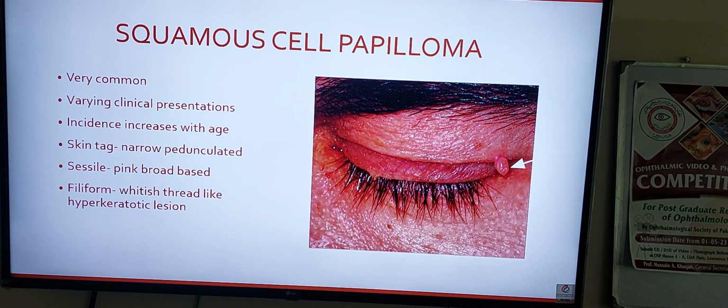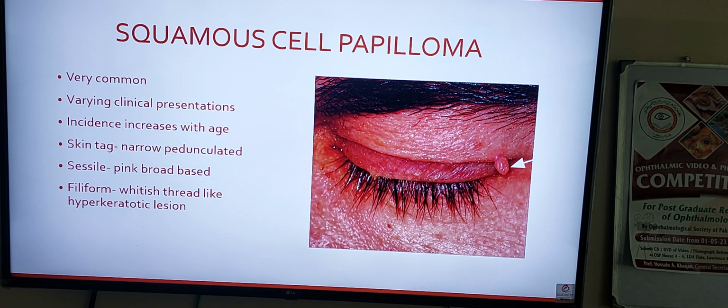Squamous cell papilloma is very common and it has varying clinical presentations. The incidence increases with the age of the patient. It can have the appearance of a skin tag, which is narrow and pedunculated, as shown in this picture, or it can be sessile, pink, with a broad base, or it can be filiform in shape, which has whitish thread-like hyperkeratotic lesions.